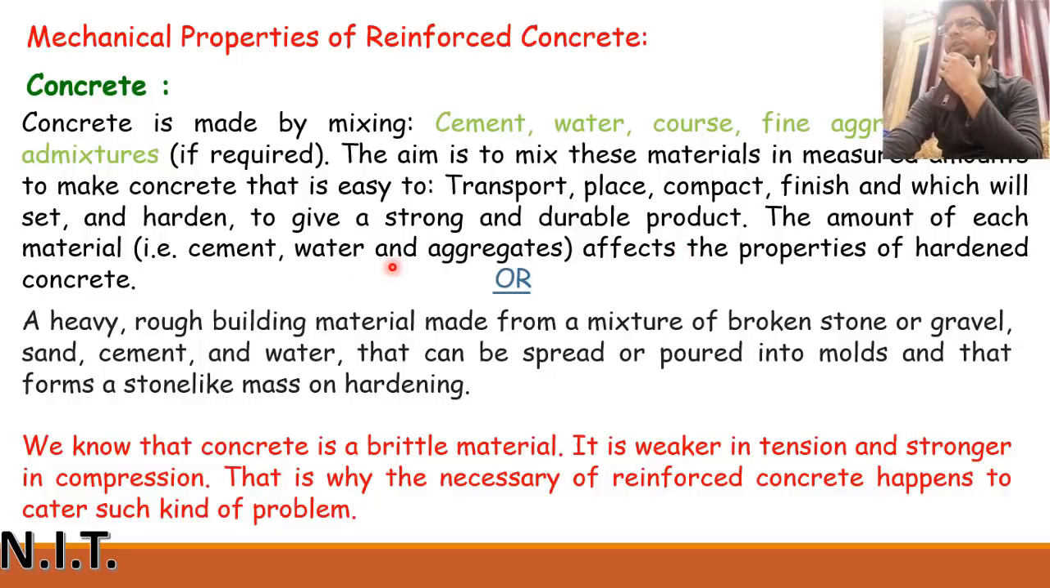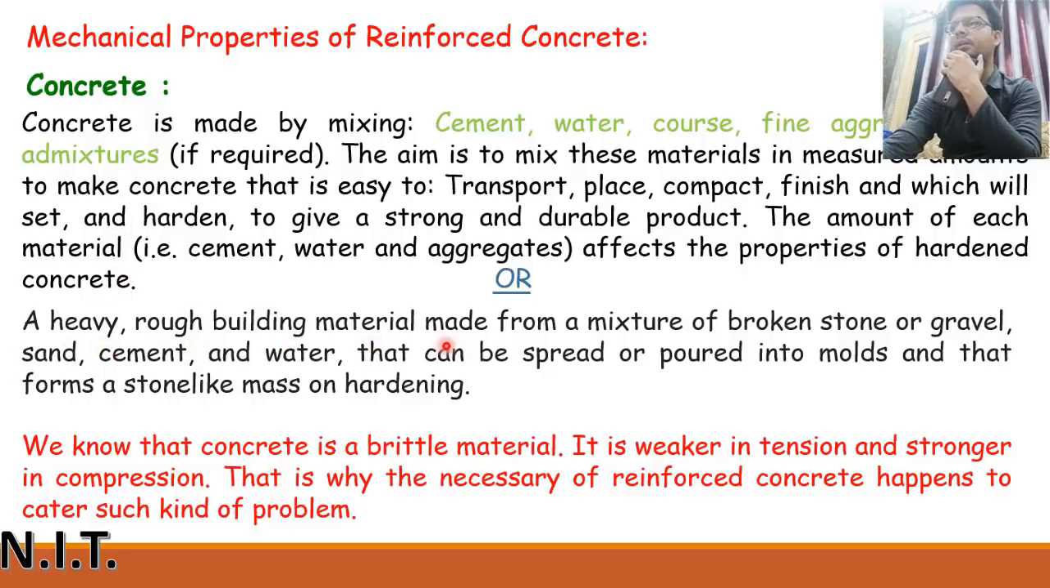The amount of each material, that is cement, water and aggregates, affects the properties of hardened concrete. If cement, water or aggregate increase or decrease, it will affect the physical or mechanical properties of the concrete.